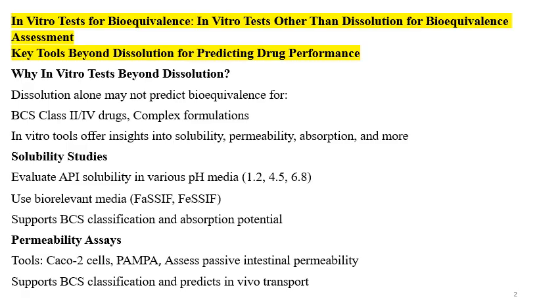Permeability assays are used as in vitro testing tools to demonstrate the equivalence. Caco-2 cells are there. Passive intestinal permeability studies are there, which if positive, then you can say that the permeability meets the criteria, and that's why you can demonstrate or support the bioequivalence requirements. Then supporting the BCS classification and predicting the in vivo transport based on the permeability assays can be done.